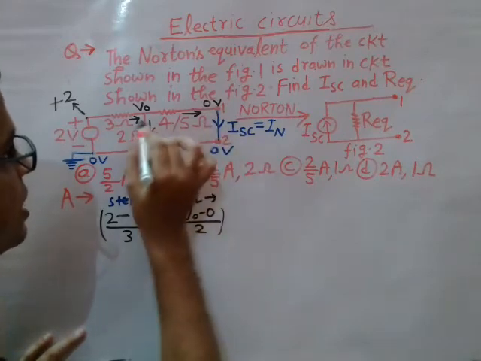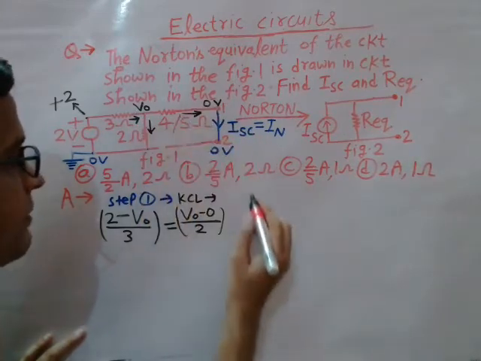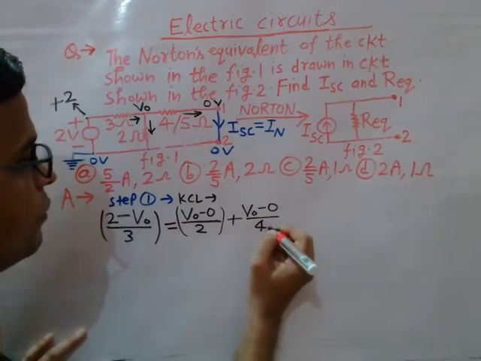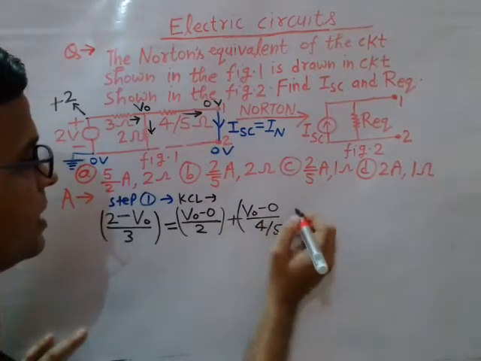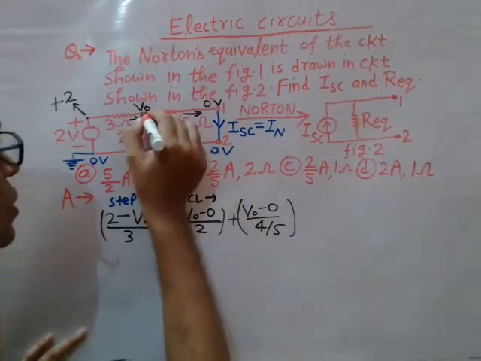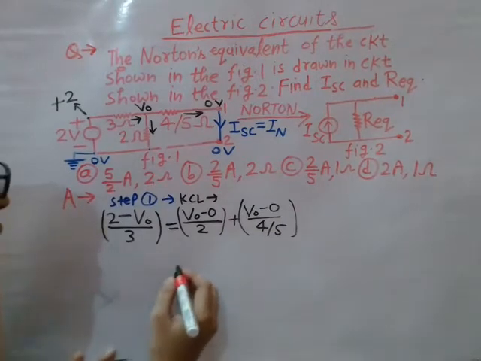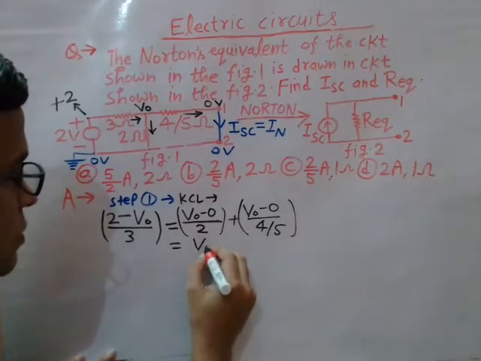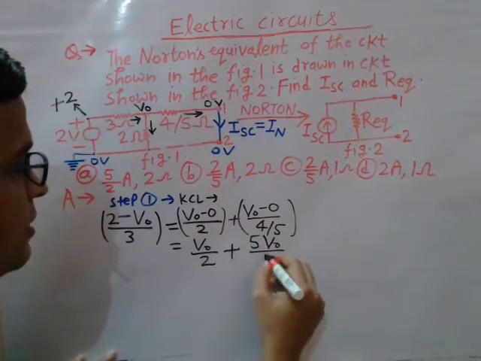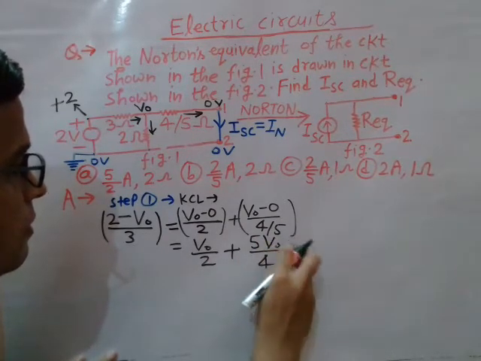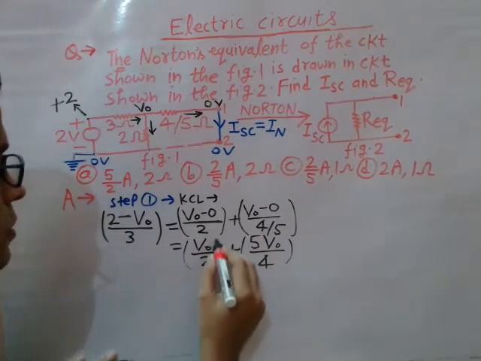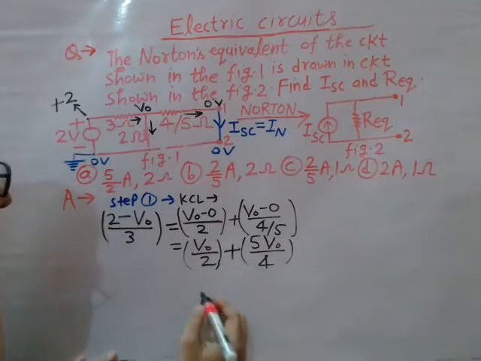This current will be V naught minus 0 divided by 4 by 5, right? So now you have written all the currents across this node, and now you can solve this. V naught divided by 2 plus 5 V naught divided by 4. Here you can further simplify this.